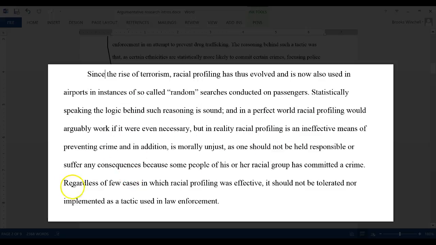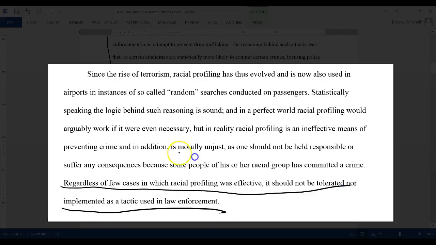So here again, he has a thesis. And this signifies the end of the introduction. He's against racial profiling, right? Despite the fact that it might be effective, it should not be tolerated. He uses the word should, not be tolerated or implemented as a tactic in law enforcement. So that tells us that he's done the intro.